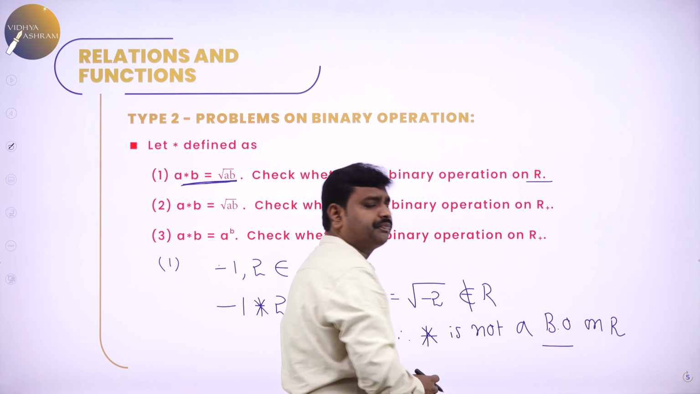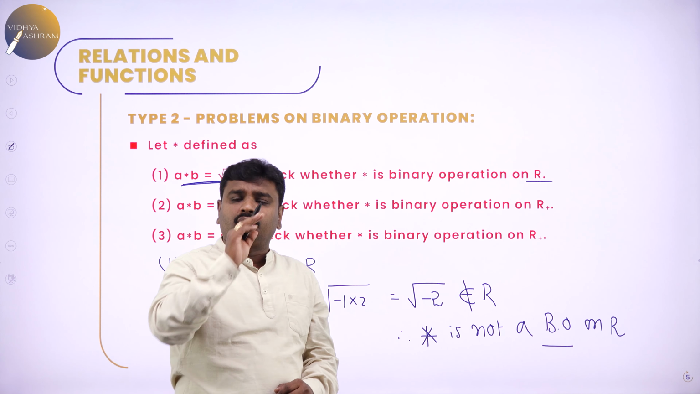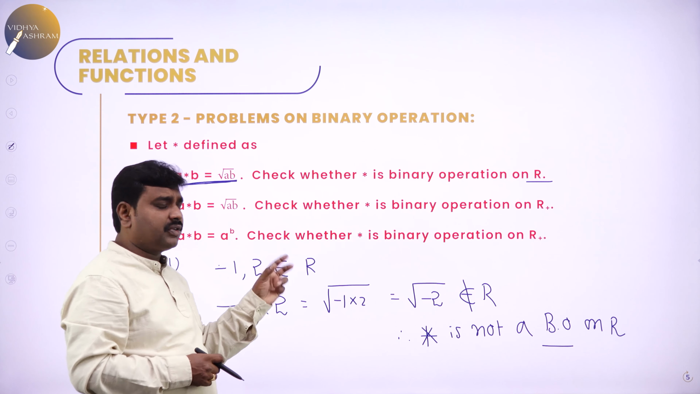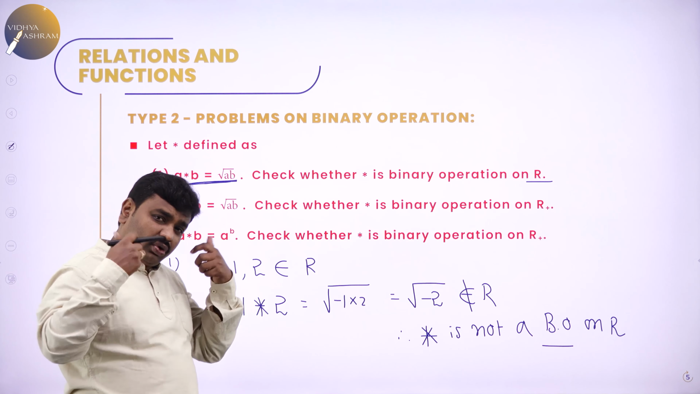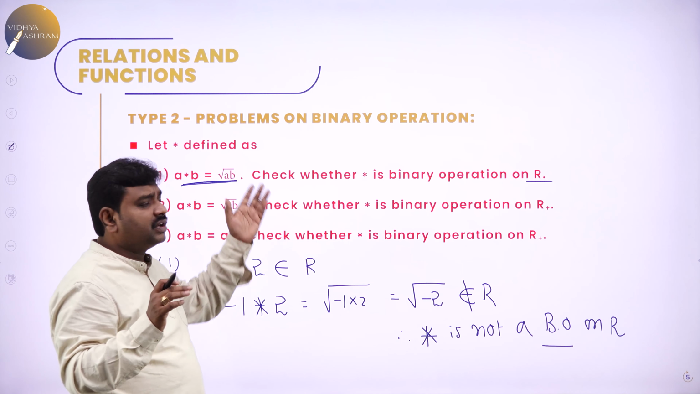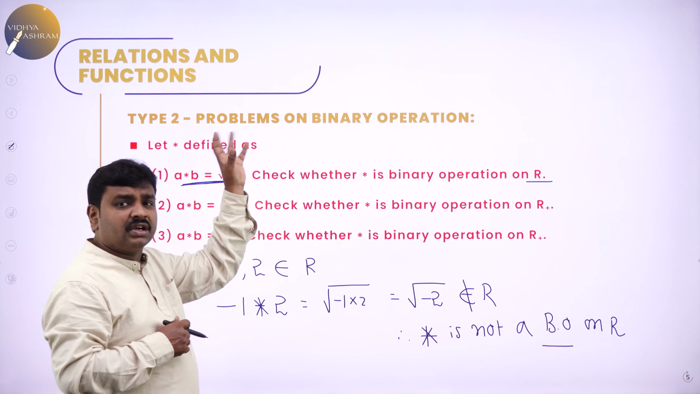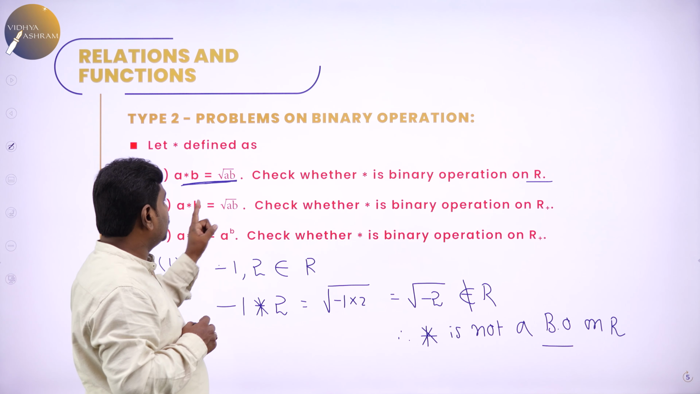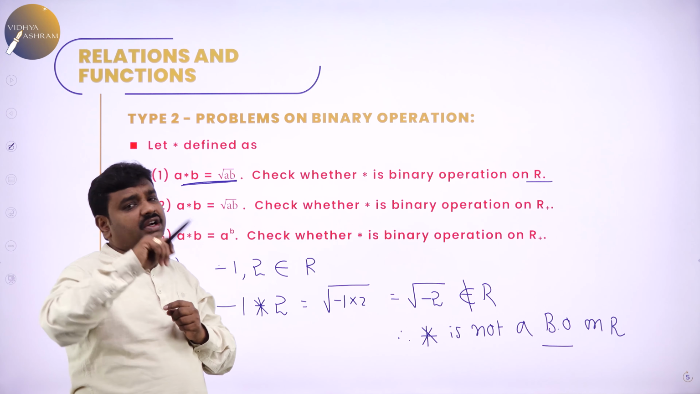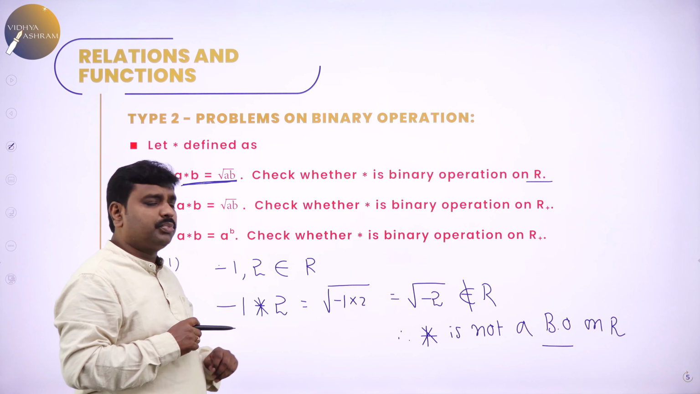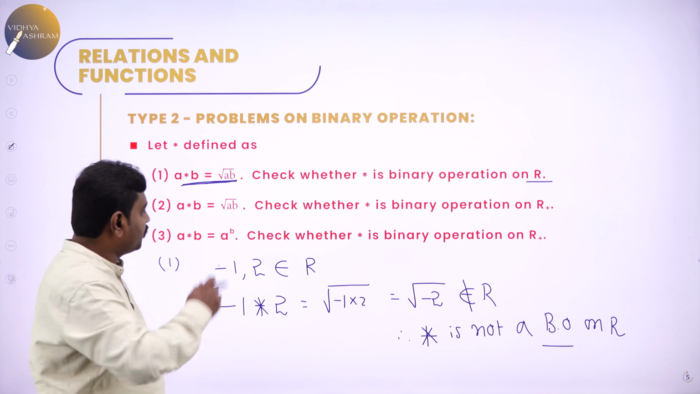I wrote in short form. So I hope all of you understood. Root under negative is not real. So always try to take a pair where it fails. If you don't get any pair, then we say it is true. Always I will try to prove it is not a binary operation by thinking of pairs. So first I thought that under the root, if you get negative, it is not real. So I started taking one negative, one positive, and I proved it is not a binary operation. Now second question.